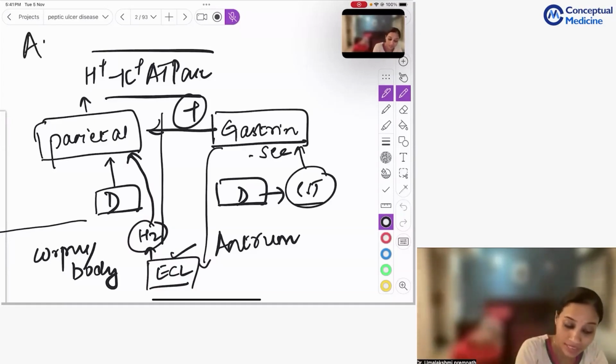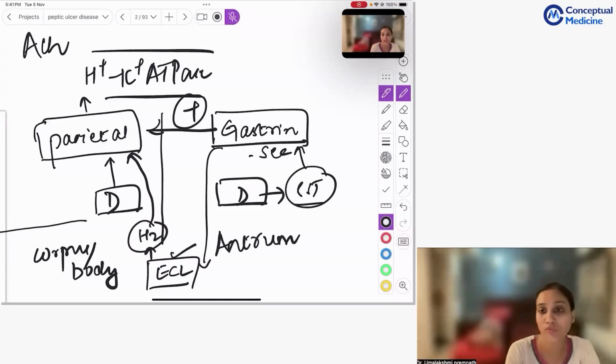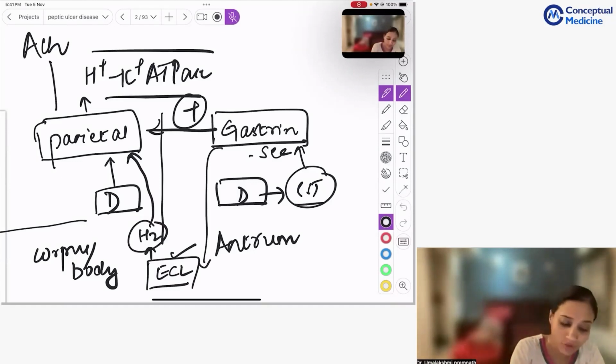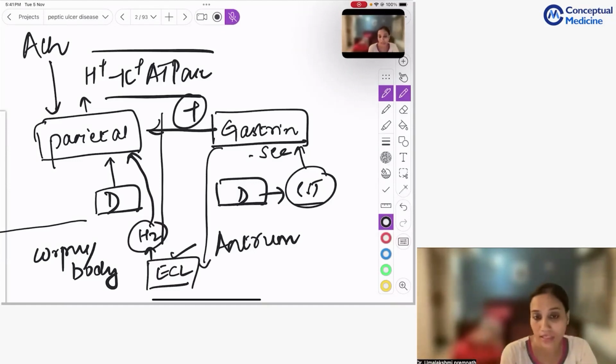Third is acetylcholine as such, which is responsible for the secretion of acid because it forms a part of the enteric nervous system. Acetylcholine directly stimulates parietal cells. So gastrin, the ECL as well as the H2 from the ECL, and acetylcholine, all of them stimulate. And what inhibits? Somatostatin inhibits. This is important for you all to know because this is the basic gastric physiology.